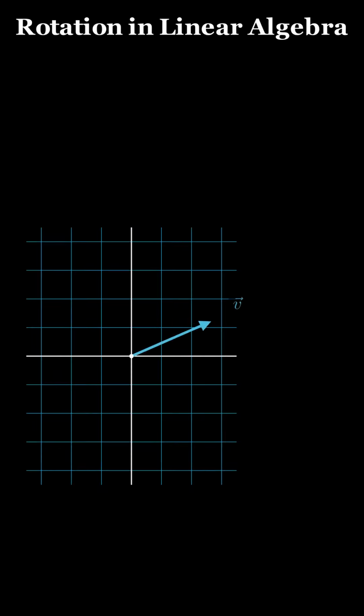Look at this arrow. It's a vector, and you can also think of it as the coordinates of a point in the plane, like a pixel location measured from the origin. In linear algebra, we don't just multiply numbers, we apply a transformation to space.